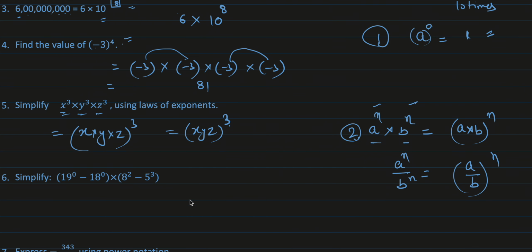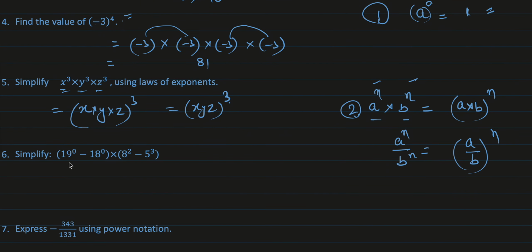Fine. Now again this law came: anything to the power 0 is 1. The first one that I wrote is 1. So when we simplify, what is 19 to the power 0? 1. What is 18 to the power 0? 1. Do you have to simplify further? I don't think so, but okay, let me write it. 8 square is 8 to the power 2, which is 8 into 8, 64. 5 cube is 125, but as it is 0, 1 minus 1 is 0. So your answer is 0. You don't need to simplify further. Okay, with this step also you know the answer. I hope it's clear students.